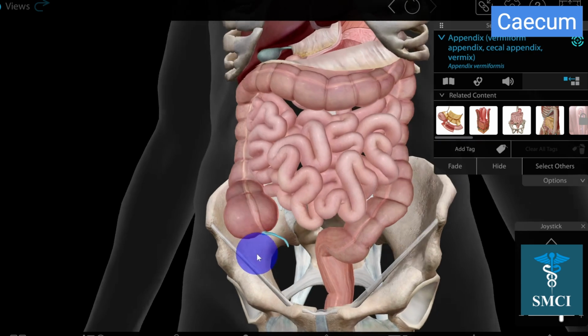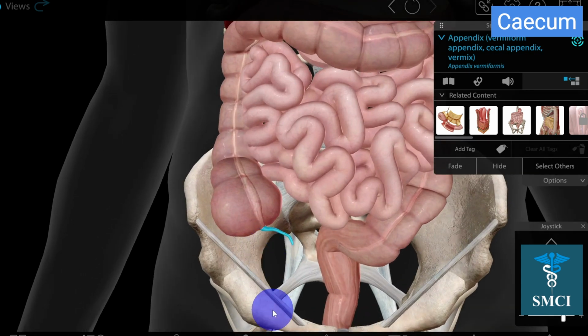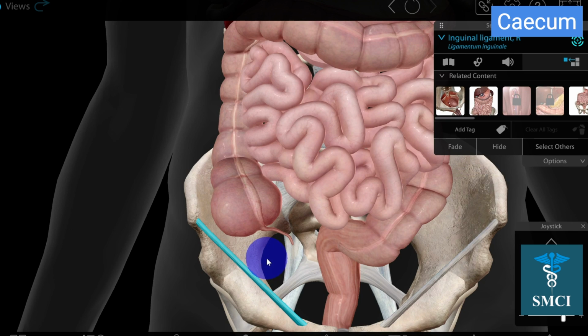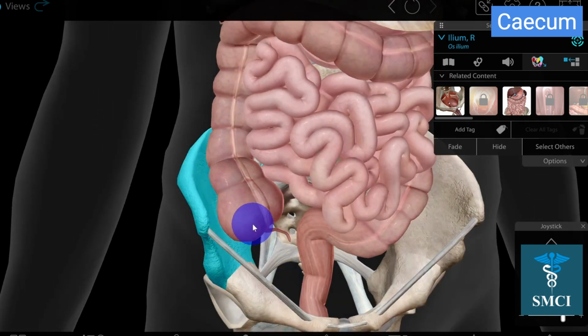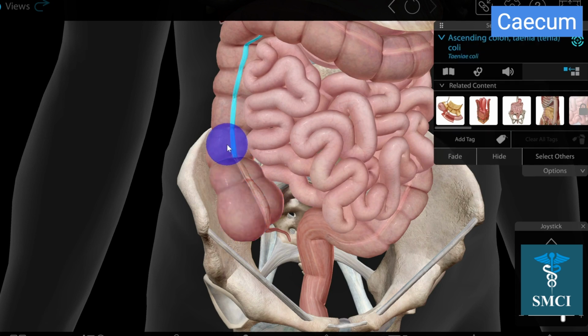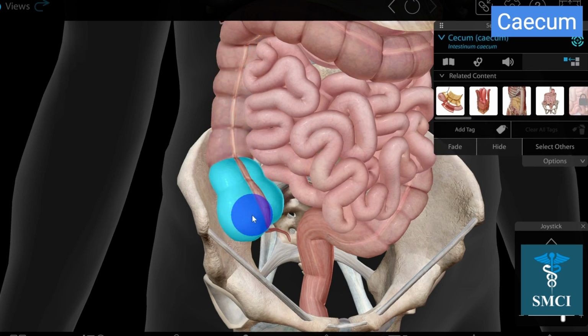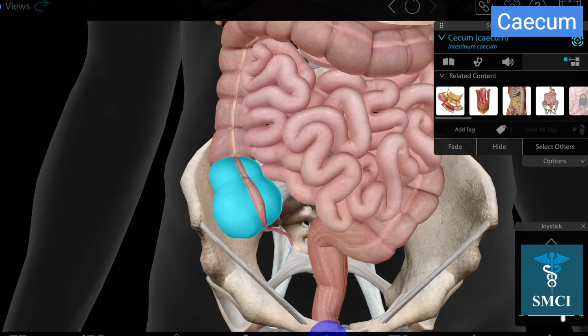The cecum is actually the beginning of the large intestine. We have now discussed the location of the cecum, that is the right iliac fossa, and it is situated superior to the lateral half of the inguinal ligament. It is the beginning of the large intestine. It is a blind sac. It is related to the ileum and large intestine.